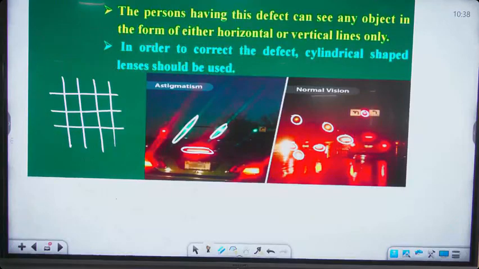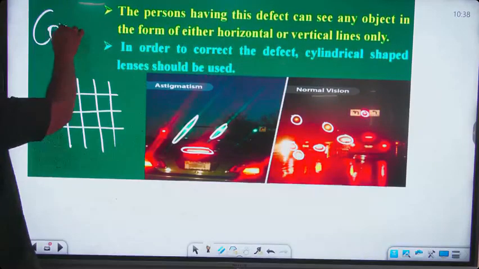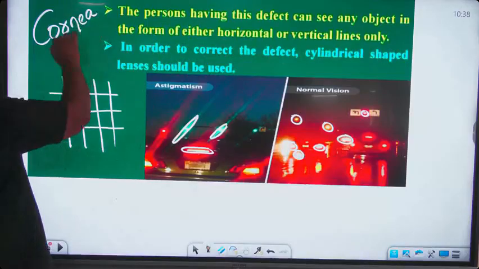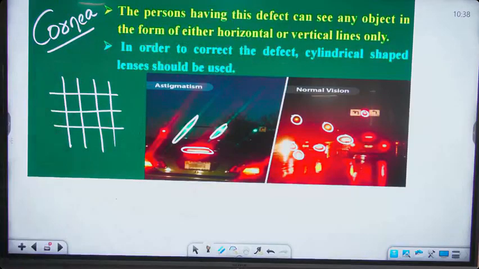For example, a person is wearing a check shirt. In that particular case, a person who is having astigmatism can see either the horizontal lines clearly, or only the vertical lines clearly, but he will not be in a position to identify the horizontal lines and the vertical lines at a time clearly. Basically this problem is because of a defect in the cornea. Due to a defect in the cornea, this kind of problem arises.